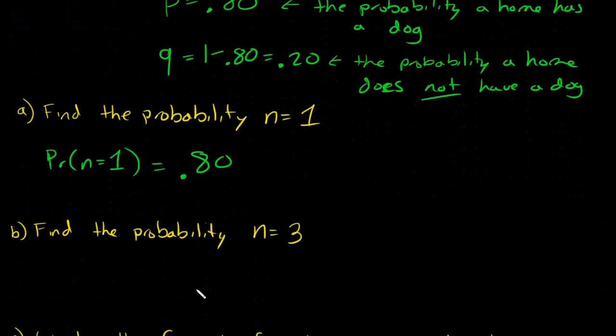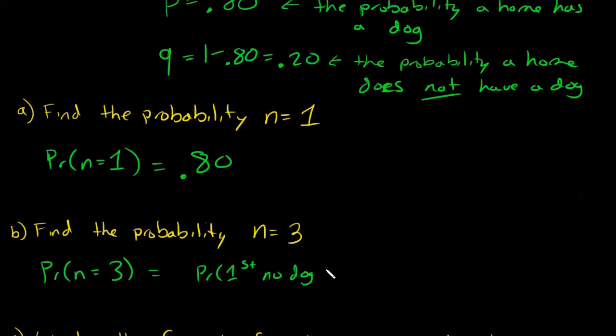What about the probability that n equals 3? If n equals 3, then what happened? You went to your first home and they didn't have a dog. So the first home did not have a dog. Basically, this is going to be the probability of the first no dog, and the second no dog. The first and the second had no dog, and the third had a dog. So the third was a success.